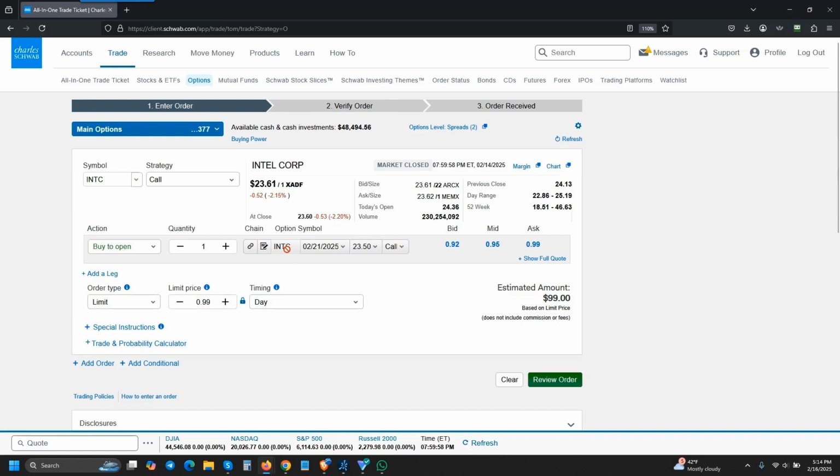Obviously, we're buying Intel. Okay, so we can't change that symbol. That would change up here. And then we have to decide two other things. Obviously, you could change it from a call to a put, but what we need to decide is how long until the expiration of the option do we want to own the option?